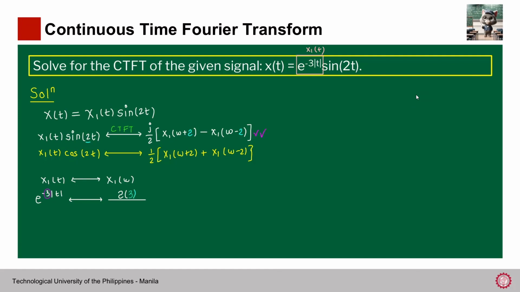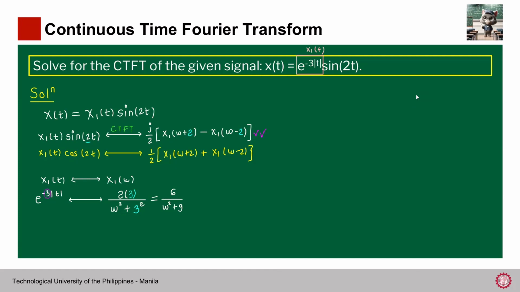Divided by omega square plus 3 square. 3 square, okay? So that would give us 6 all over omega square plus 9. Clear? All right.